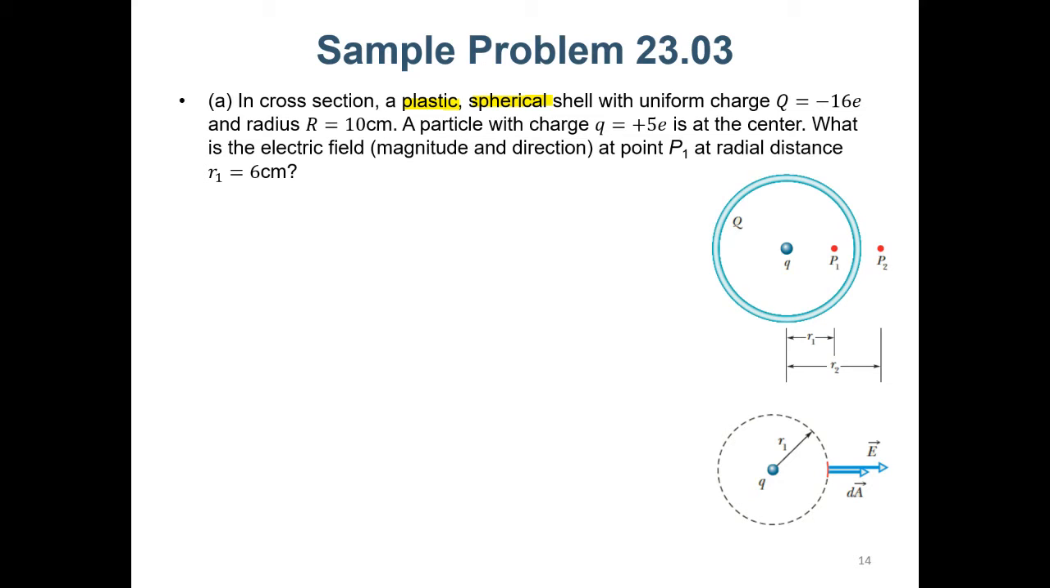So a spherical shell with uniform charge, capital Q equals -16e, and the radius R equals 10 centimeters. A particle with charge small q at the center. So small q and big Q. This is positive 5e, this is negative 16e. What is the electric field at the point P1 at radial distance R1 equals 6 centimeters? So this point.